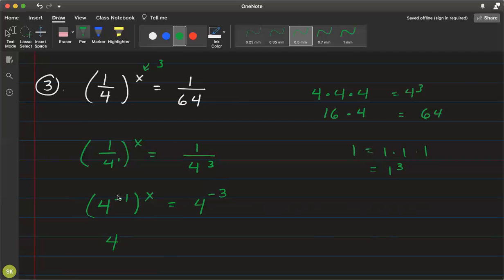Well, remember that rule, if we have something raised to a power with parentheses raised to another power, we just multiply these two together. And you see that you'll get negative x is equal to negative 3, so x is 3, just like what we had before.